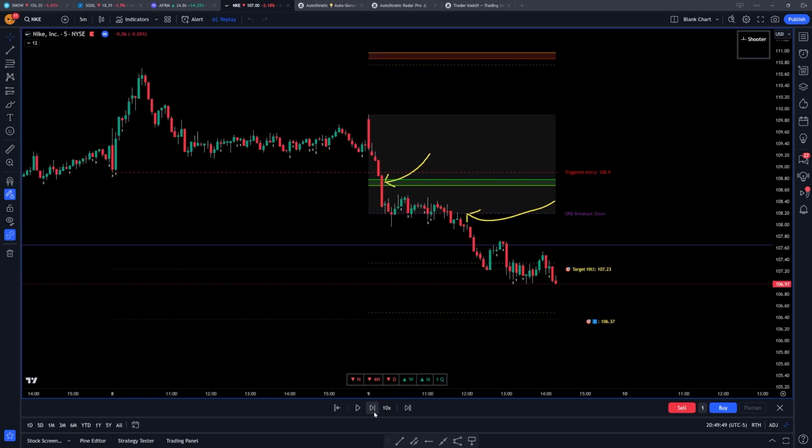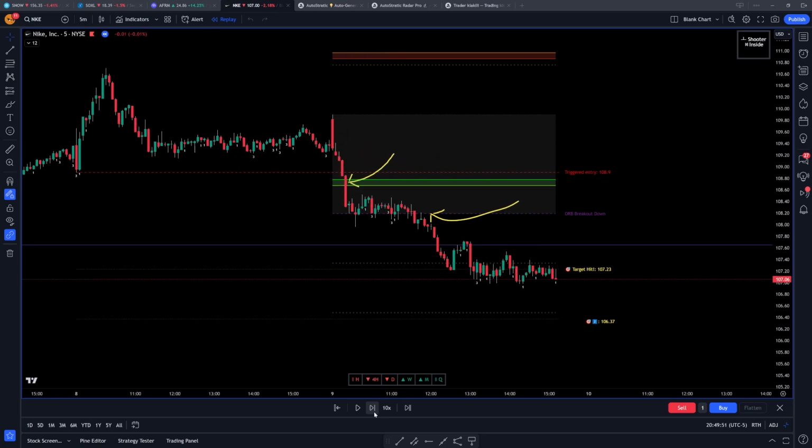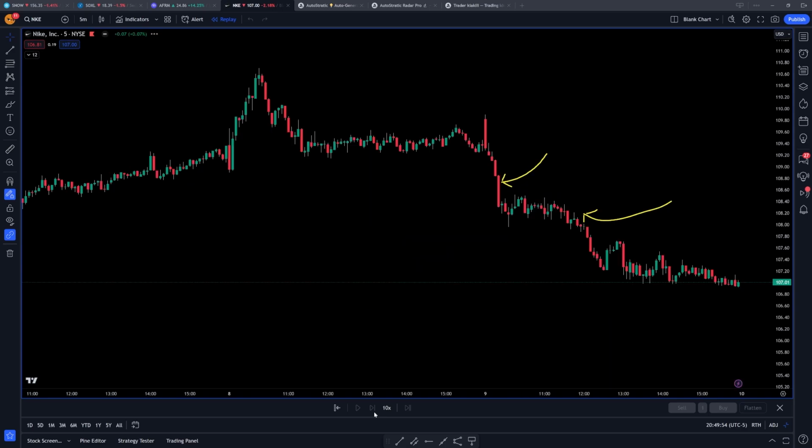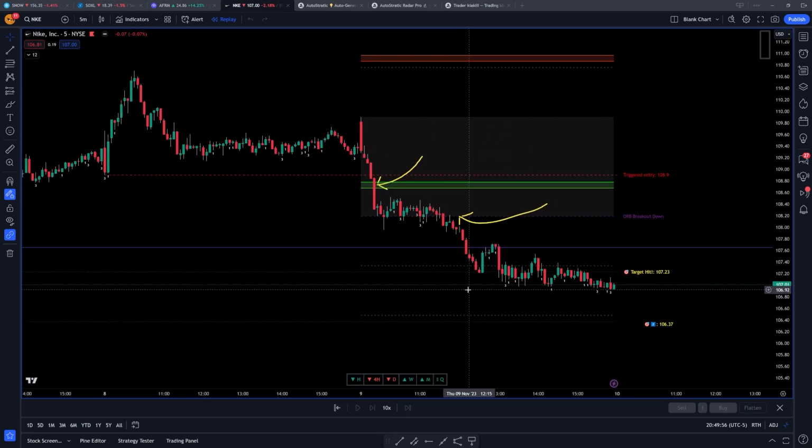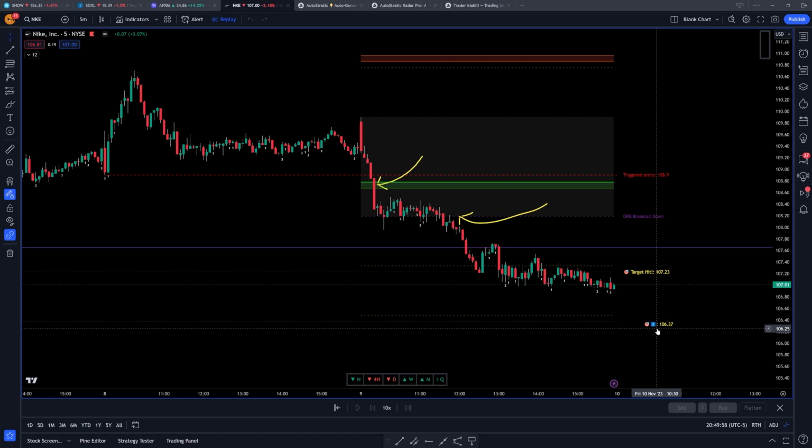I think that's what really helped give me that confidence though, because once it broke through ADR right away, when I saw it bouncing on the ORB, I already knew it was a higher probability that it could break and keep going down.